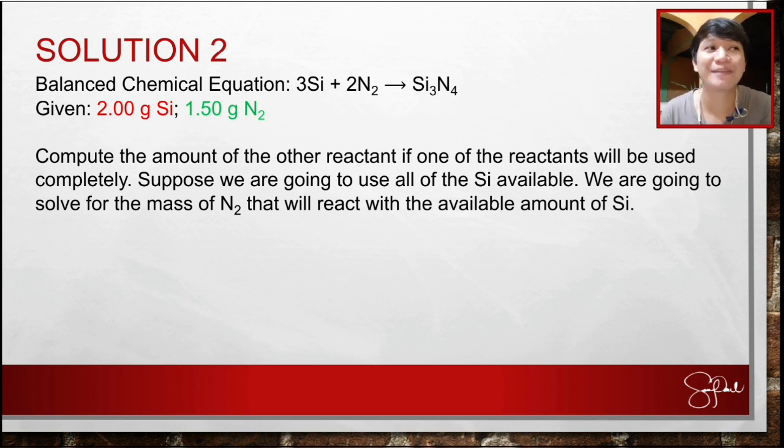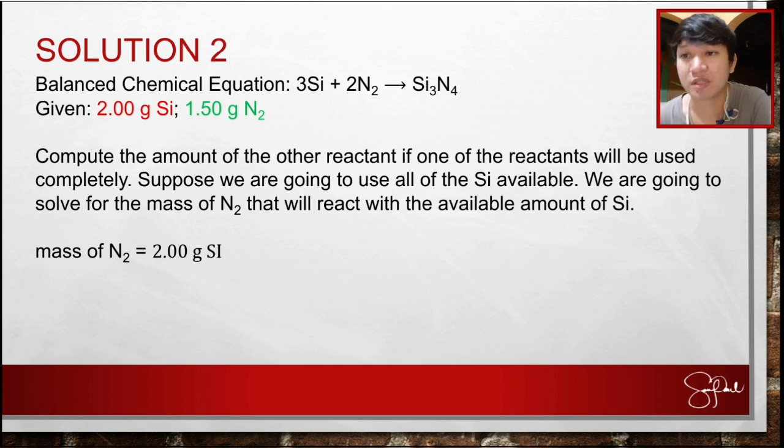Just like the mass-to-mass conversion, we will be looking for the mass of nitrogen. We are going to solve for the mass of nitrogen that will react completely with the available amount of silicon. Our available amount of silicon is 2 grams, and we need to look for the mass of nitrogen. So for 2 grams of silicon, we need to cancel the unit of grams, so we will be using the molar mass. The molar mass of silicon, again, is 28.09 grams per mole of silicon. So that's 1 mole of silicon over 28.09 grams of silicon.